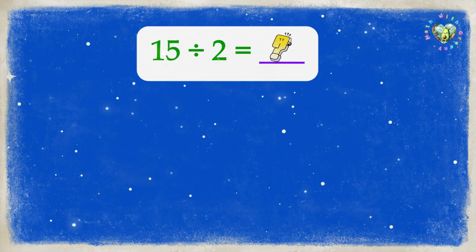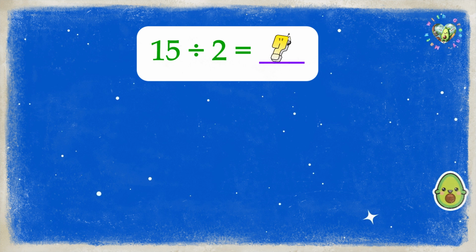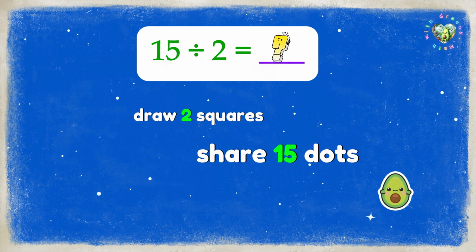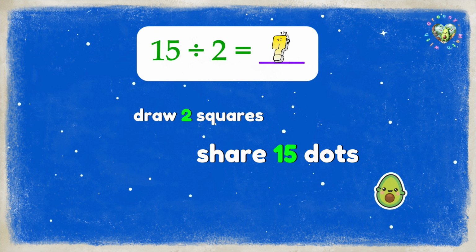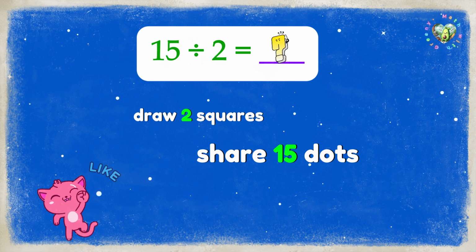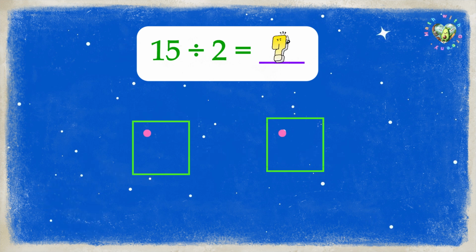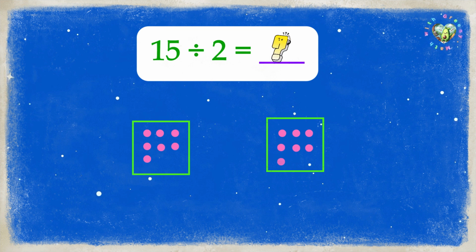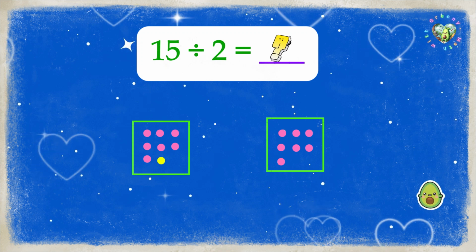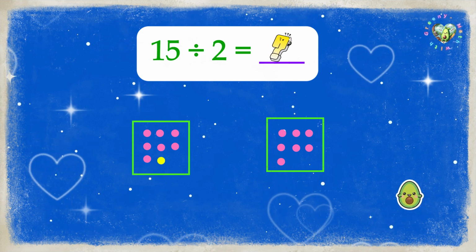What do you think we do next? Well, we draw two squares and share 15 dots, one dot at a time, into each square until we run out. Great thinking. Go ahead and try it. Okay, I'm done. But wait.